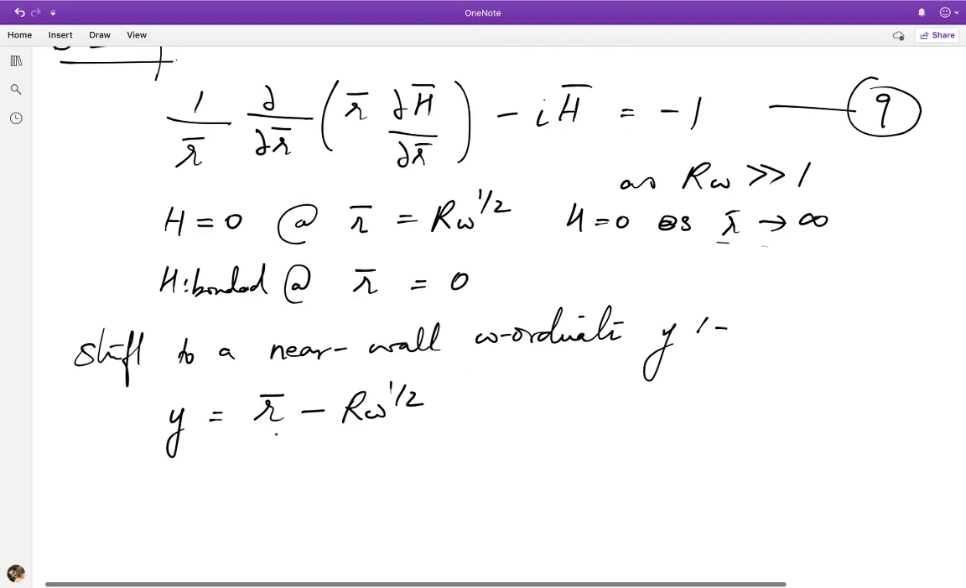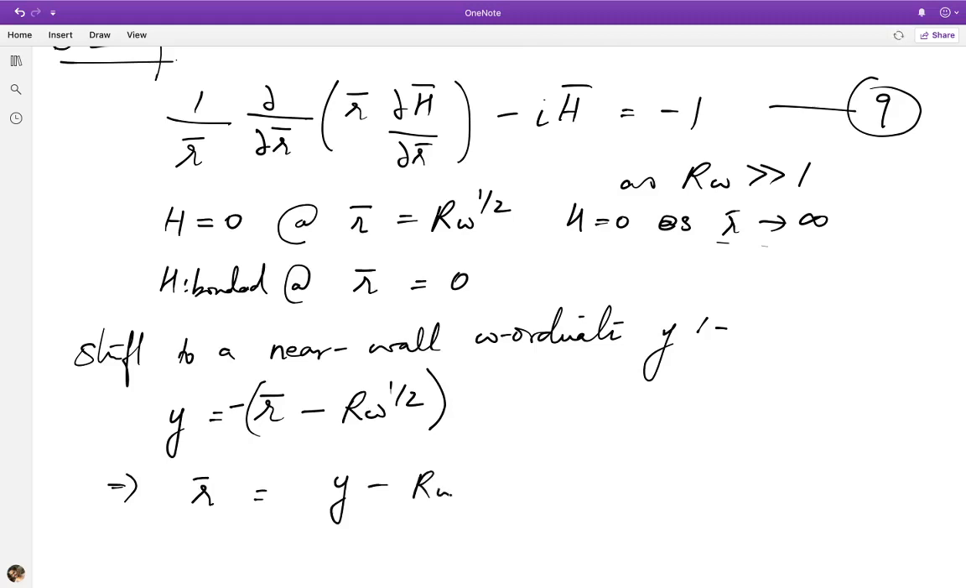This tells us that if you're at the wall and r bar is equal to R omega to the half, y is 0. Whereas if r bar goes to 0, I'll get y going to minus infinity. Now I would like it to go from 0 to plus infinity, then I can just put a minus sign in front of the whole thing. Right, which really means that I'm saying r bar is equal to y minus R omega to the half.